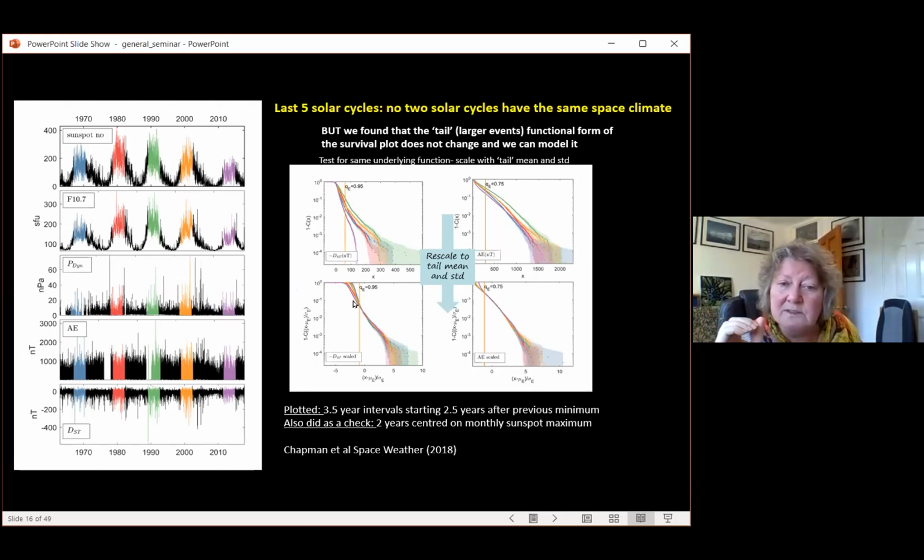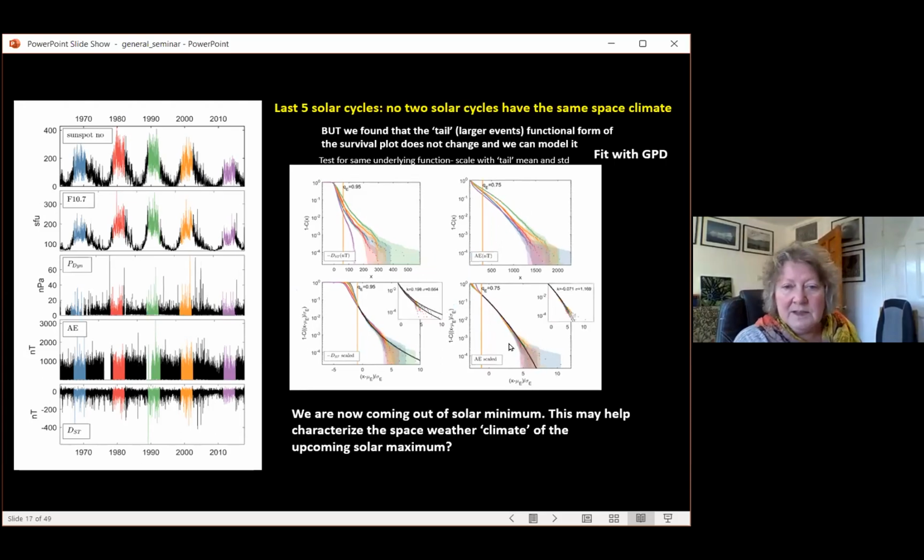But if you look at the higher values, and I've marked what I mean by higher values, this is the 0.95 quantile, the top 5% of data, and the 0.75 quantile, the top 3/4 of values. If I take those values and I just rescale to their mean and standard deviation, you see the thing kind of lines up. So that's interesting. It's kind of saying the thing's just floating up and down with the cycle.